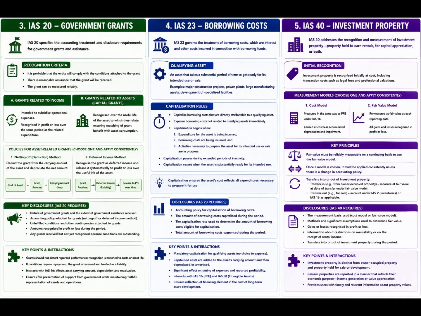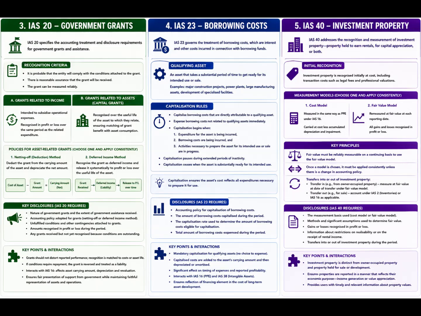Under the cost model, investment property is measured in the same way as PPE under IAS 16, meaning it is carried at cost less accumulated depreciation and impairment. The fair value model, however, requires entities to remeasure investment properties at fair value at each reporting date, with all gains and losses recognized in profit or loss.